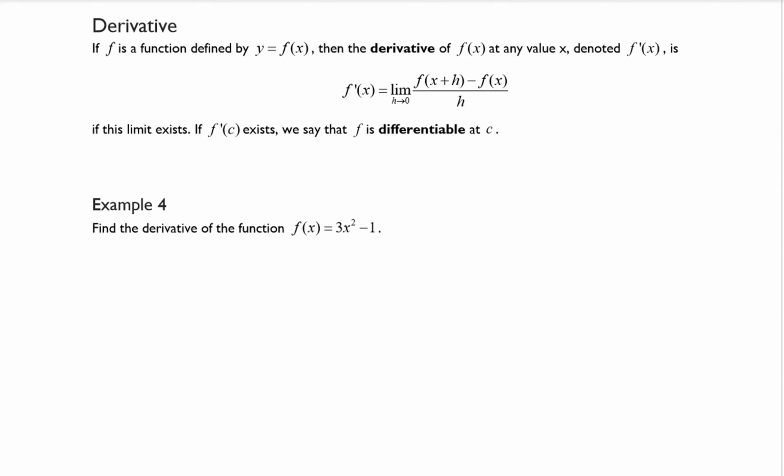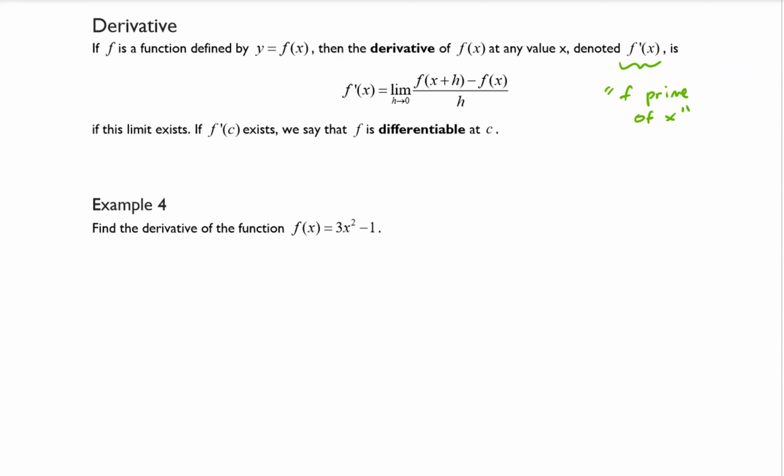If f is a function defined by y equals f of x, then the derivative of f of x at any value x, denoted f prime of x, is f prime of x equals the limit as h approaches 0 of f of x plus h minus f of x all over h, if this limit exists. If f prime of c exists, we say that f is differentiable at c.